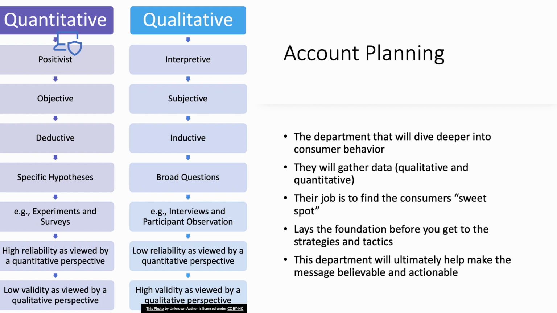Now, I know in a previous lecture we spoke about the different people involved in the process, but let's go back for a moment to account planning. Now, the account planning team is responsible for digging into consumer behavior, gathering both qualitative and quantitative data. Their goal is to discover the consumer's sweet spot, the insights that connect brand and audience.